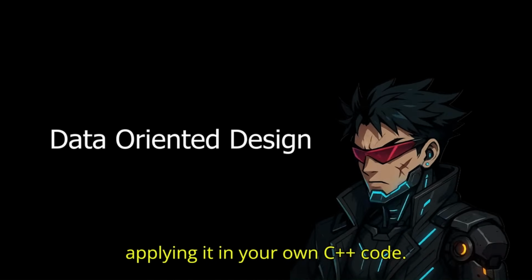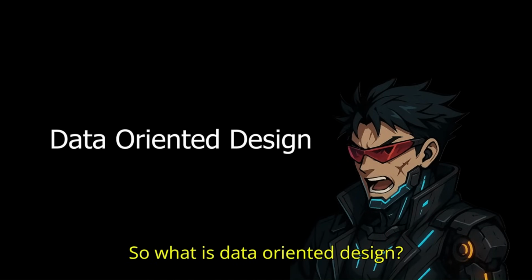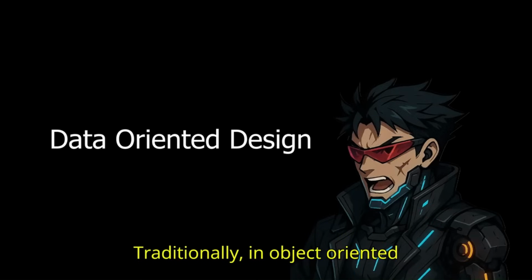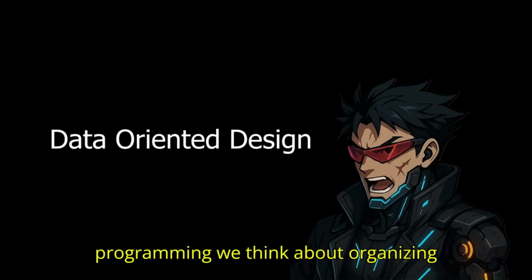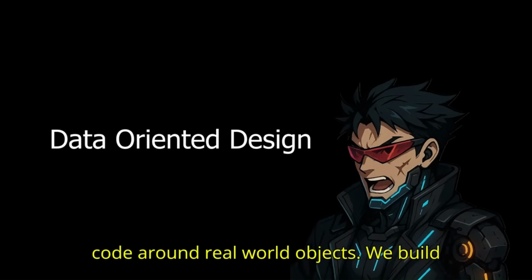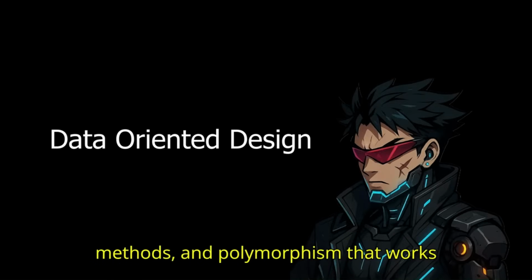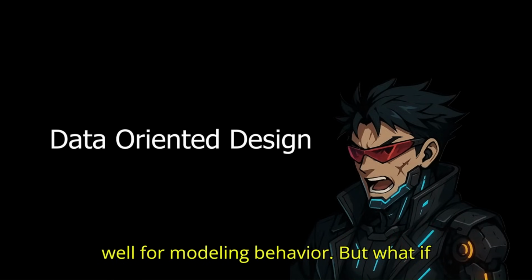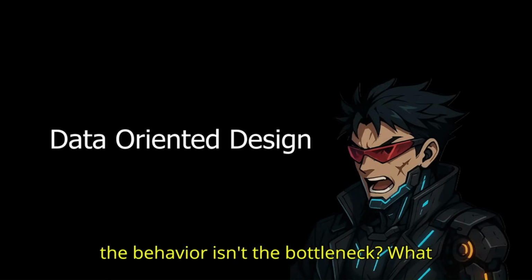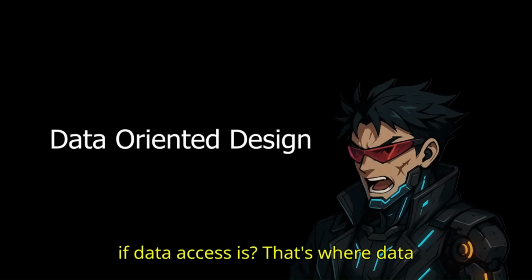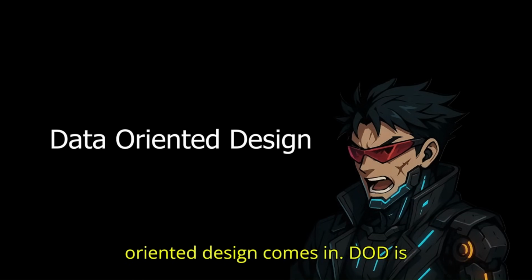So let's explore what it is, why it matters, and how you can start applying it in your own C++ code. So what is data-oriented design? Traditionally, in object-oriented programming, we think about organizing code around real-world objects. We build hierarchies with inheritance, virtual methods, and polymorphism. That works well for modeling behavior. But what if the behavior isn't the bottleneck? What if data access is? That's where data-oriented design comes in.